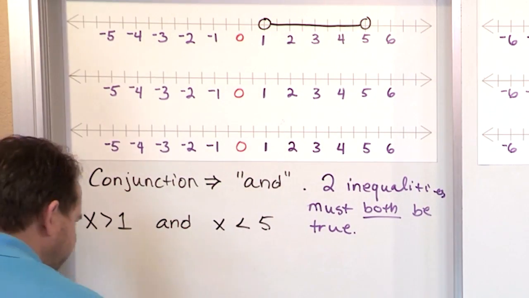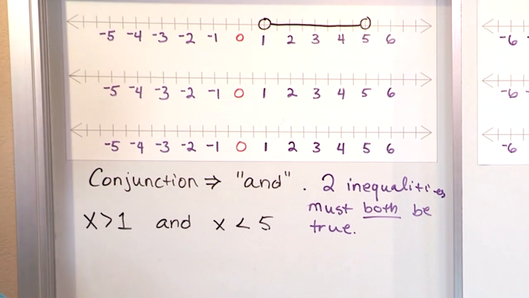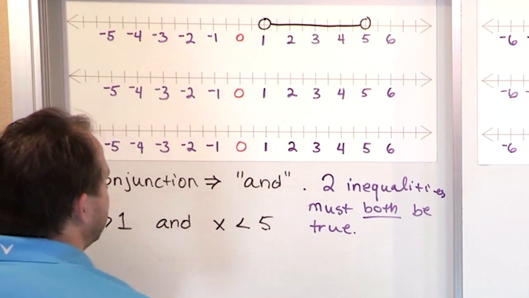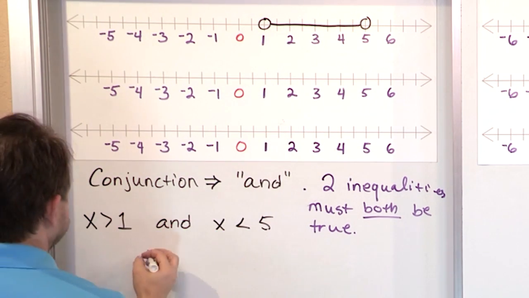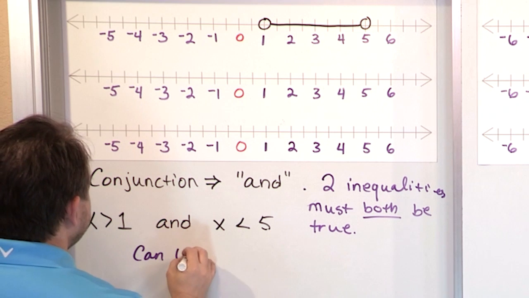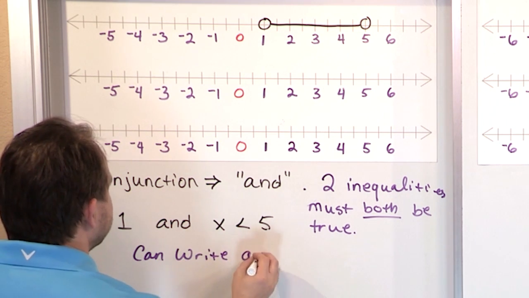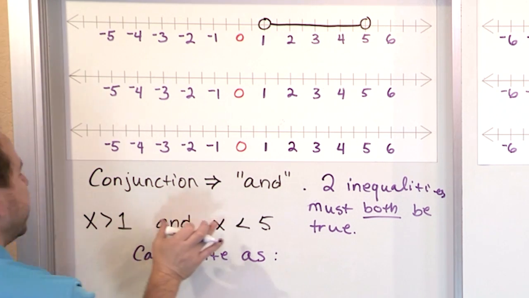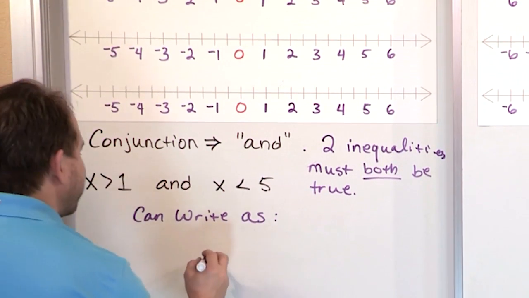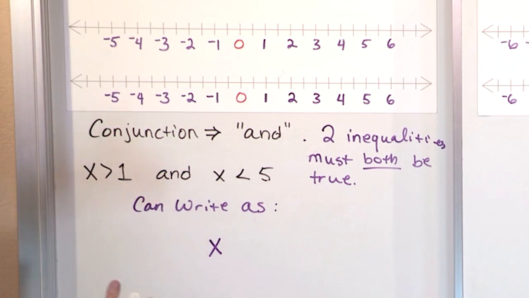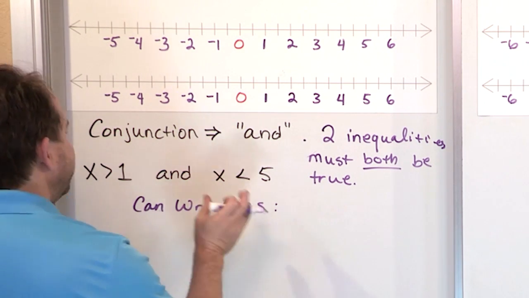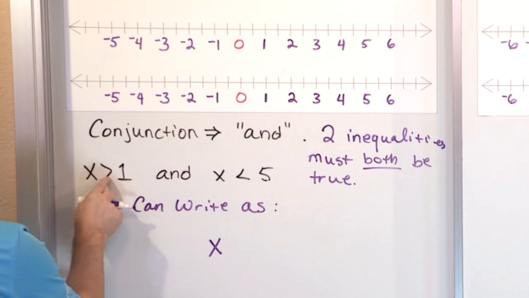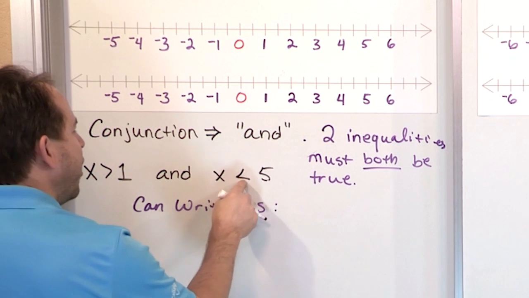Now, here's the part where people start to go off the rails a lot. This and this is going to look like a line segment on the number line. There's another way to write this. The and inequalities can be written like this. Instead of having 2 inequalities joined with the word and, you can also write it like this. Put your x and you write it as a double inequality. So what you do is you say x is greater than 1. Notice how the greater than sign is here. So it's greater than 1, but it's also less than 5.